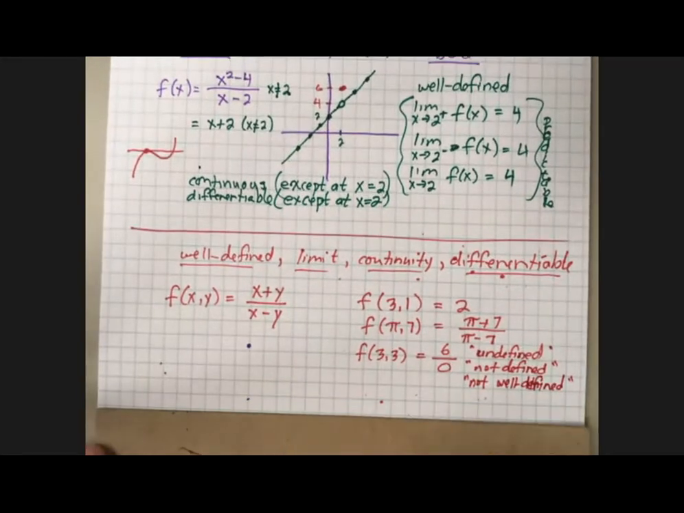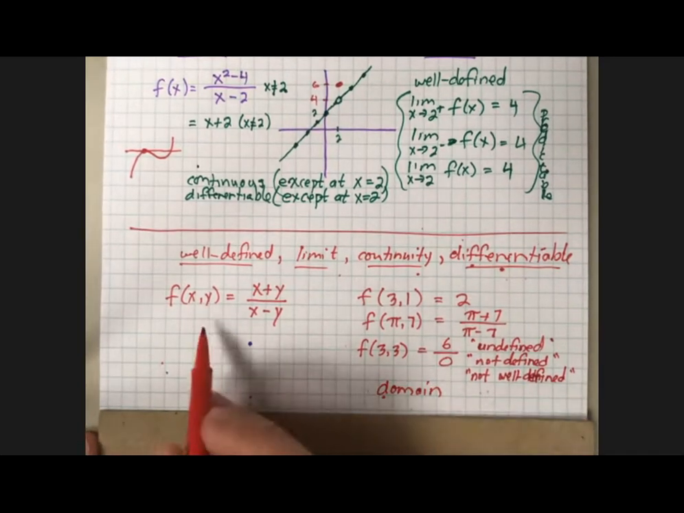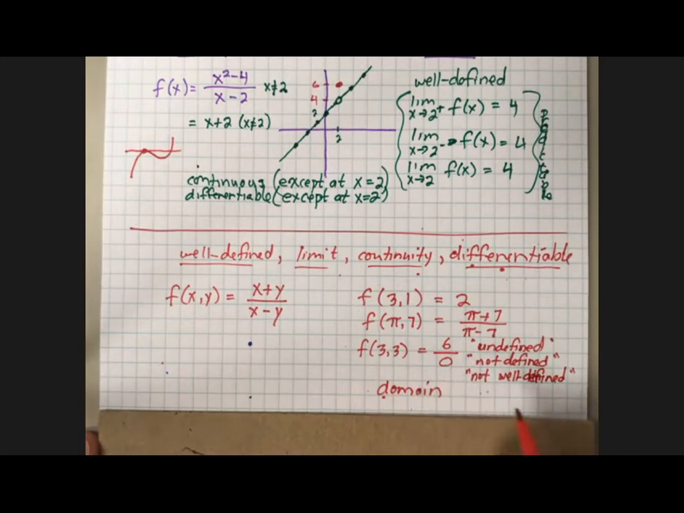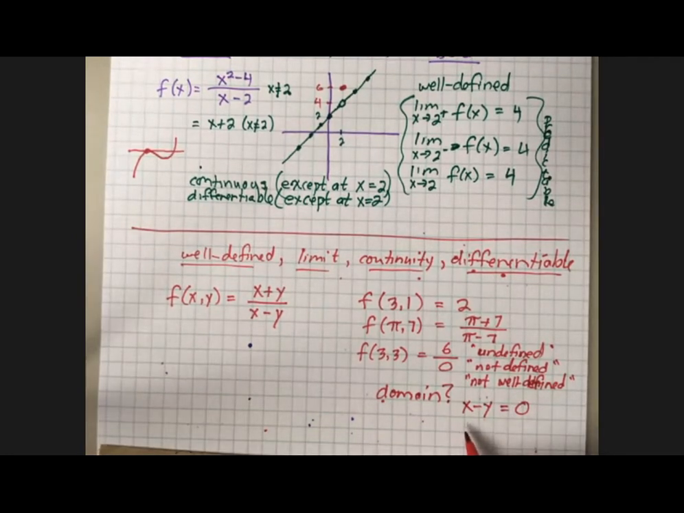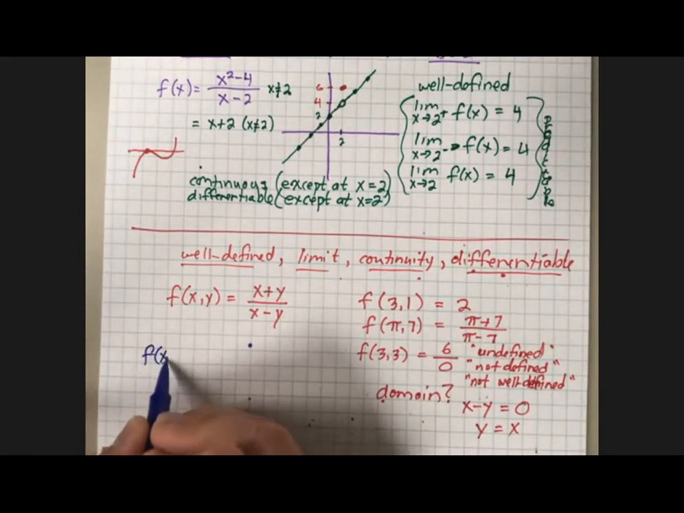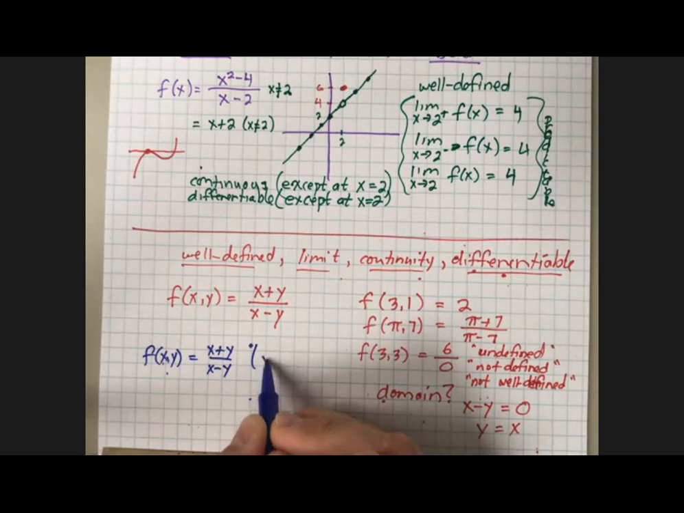We're talking about the word here, domain. Domain are the values I'm allowed to insert into the function. So I realize that this function has a problem if I divide by zero. Well, where do I divide by zero? If x minus y is not allowed to be zero, then I know what points I'm not allowed to use. I'm not allowed to use any point where x and y are the same. So I could fix the definition problem of this function by rather saying f of x, y is x plus y over x minus y, so long as x is not equal to y.